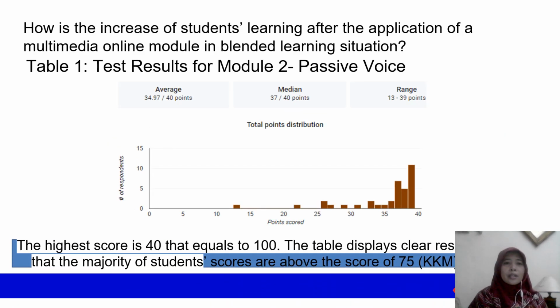The next question is, how is the increase of learning after the application of multimedia online module in a blended learning situation? The result shows that here, in the graph, we have the high score is 40, and it's quite a lot there. It's more than half of them, even about 75%. It's clearly displayed that the majority of scores are above 75, which is the KKM. And this also occurred in the first cycle.